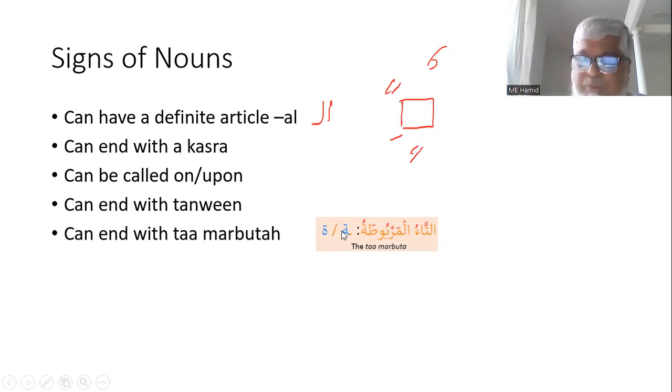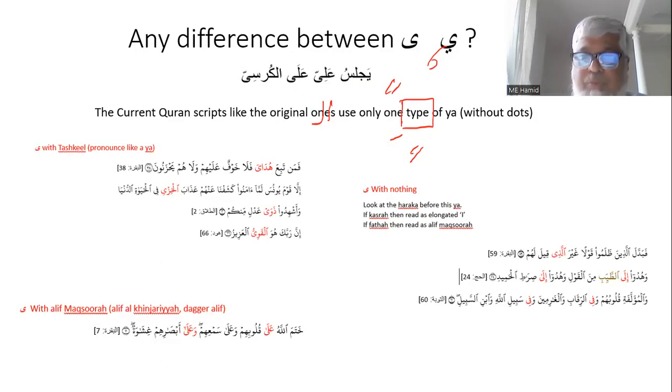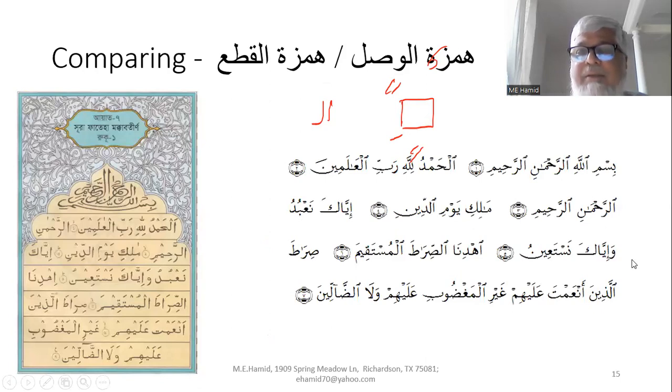Or if it ends with ta marbuta, that's also a noun. If you use this formula and go to our old Surah Fatiha, we will know that Ar-Rahman is a noun, Ar-Rahim is a noun, Allah with alif lam is a noun, Rab is a noun, Al-Alamin is a noun. For Rab, we don't know the meaning, but without knowing it, since the word has alif lam before it, it's a noun.